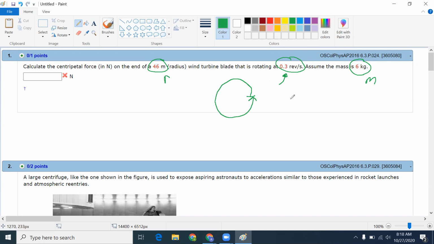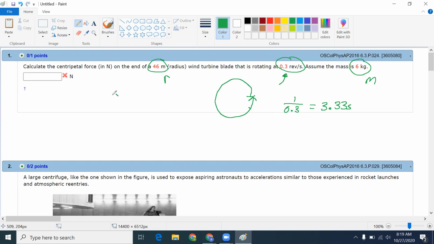Another way to think about it is 1 over 0.3 will tell you how many seconds it takes to do 1 revolution. I care about that because that can help me figure out the velocity. In this particular case, it takes 3.33 seconds to do 1 revolution. So 0.3, 0.6, 0.9, that's at the 3-second mark. And then finally, I need another 1/3 of a second to finish the full revolution.